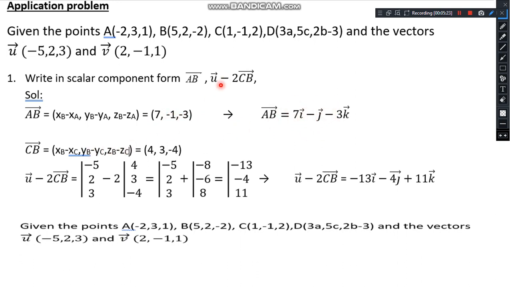And now I want it for u minus 2CB, where u is (-5, 2, 3). For CB, it's B minus C, so 5 minus 1 is 4, and then 3 minus 4. I want the components, so you have (-5, 2, 3) as it is. Here you multiply minus 2 by each one and add. Minus 8, minus 6, plus 8, you add. So minus 13, minus 4, and 11. So in scalar components, it will be minus 13i minus 4j plus 11k.